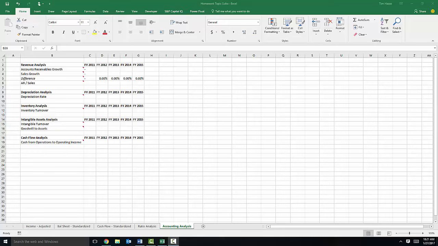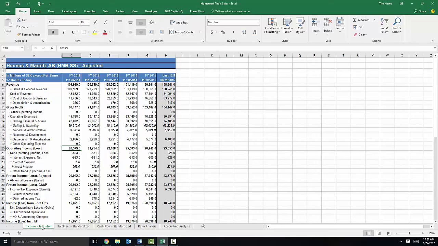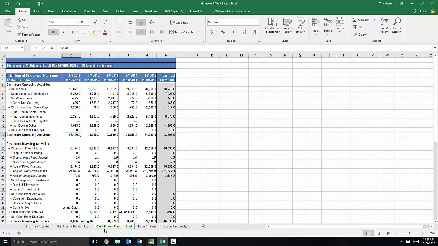So today we're going to be looking at accounting analysis and trying to understand the quality of the reported numbers. Like last week, we're going to be using H&M as our example, and here in the worksheet that you see in front of you, you can see that you have the same kind of financial statements that we used last week, so the income statement, the balance sheet, and the cash flow statement.